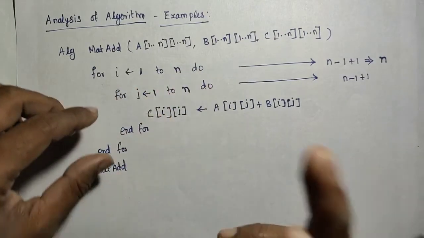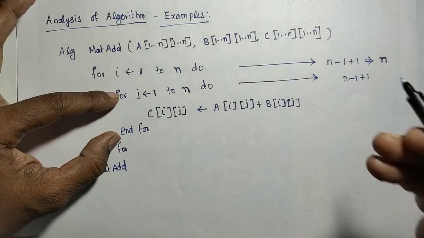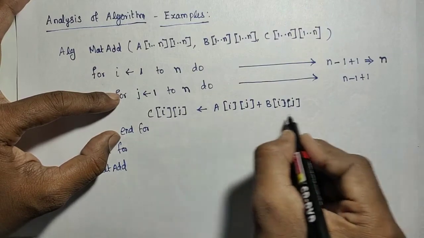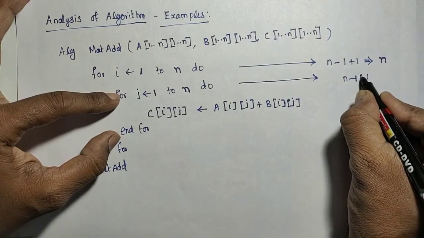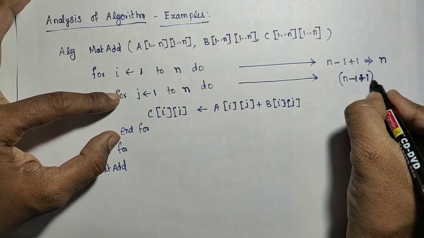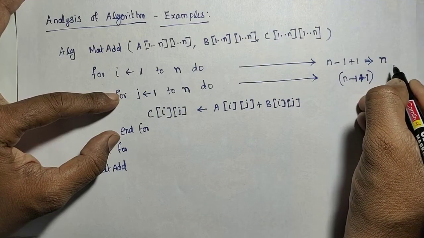So if that inner loop gets executed only one time, the number of comparisons inside, that is the number of iterations, is what? N minus 1 plus 1. Okay, so that is going to be executed for what? N times. Correct? N times.